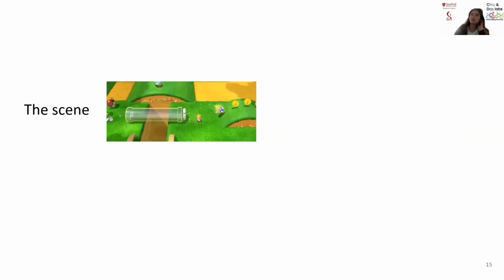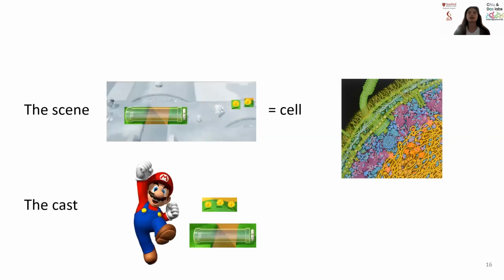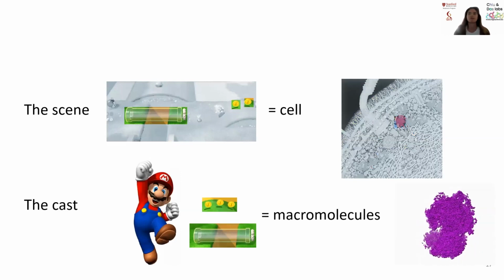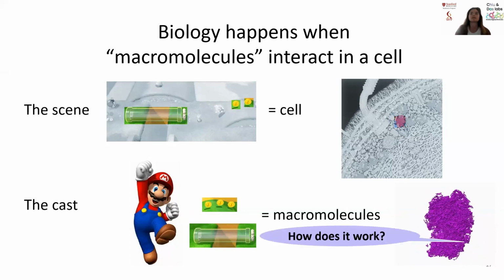So to bring this to biology, in this game we have a scene. In biology, this is a cell. This is where most of our biology is happening, this super crowded environment. In the game, we have characters, and in the cell, we have macromolecules. This is the ribosome here, but we also have RNAs pictured in pink here. Those are mRNAs. We have a whole slew of different players. So biology is when these macromolecules interact in a cell.